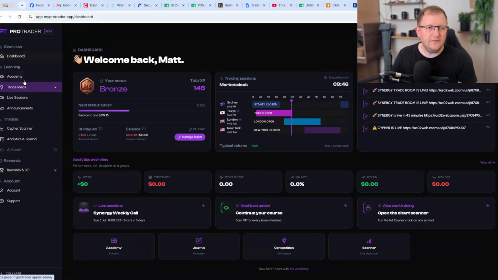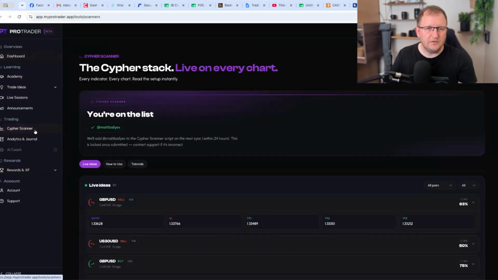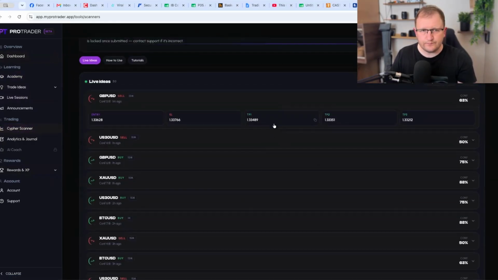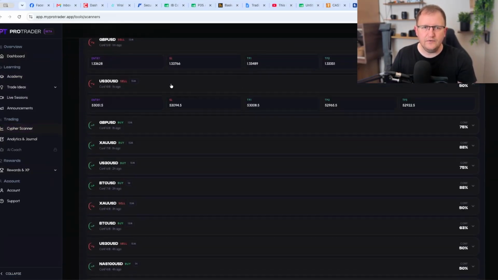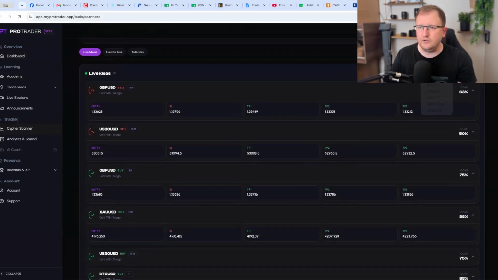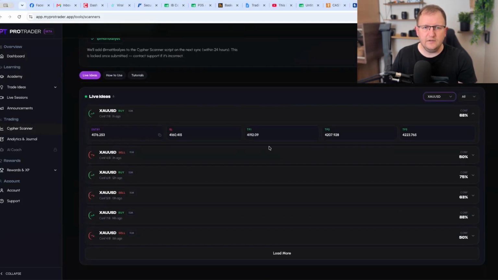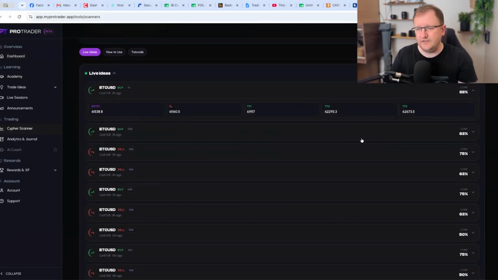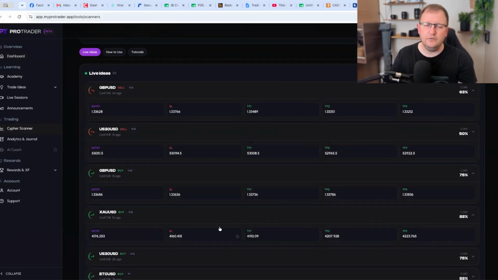So we have a look on this Pro Trader website. So we've got the Cipher scanner here, and we break down every single signal that comes through. So we can even select what pair. So if you're looking at just gold, it'll give you just the gold signals and the percentage of the confidence of that trade. We even do Bitcoin. We can do any pairs, but on this website, you can see what we're looking at here. But in reality, on TradingView, you can use Cipher on any instrument that you want.